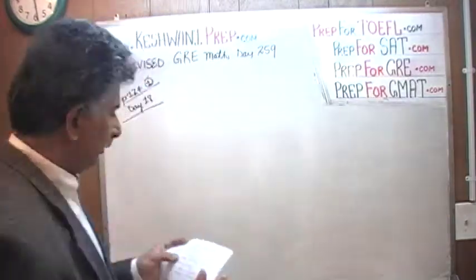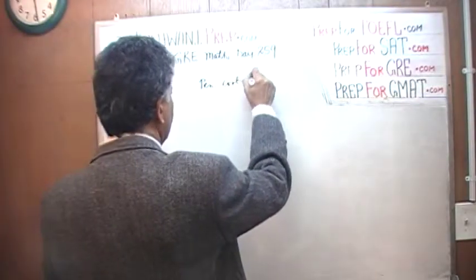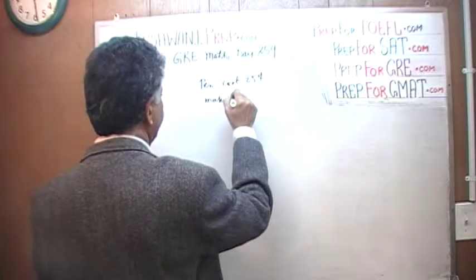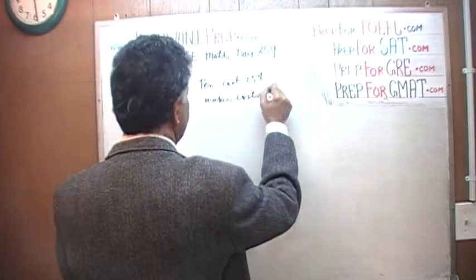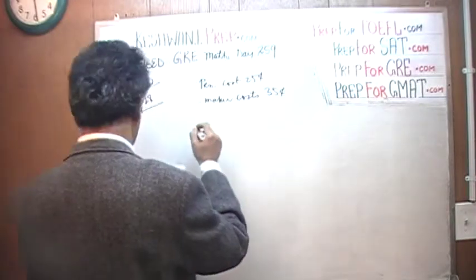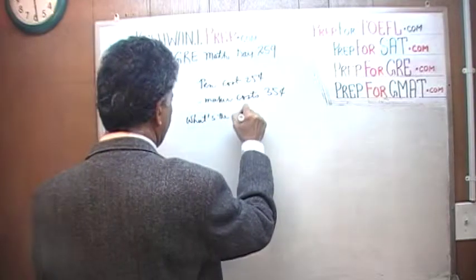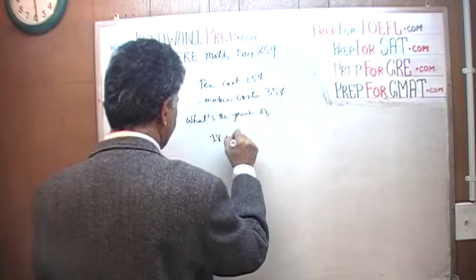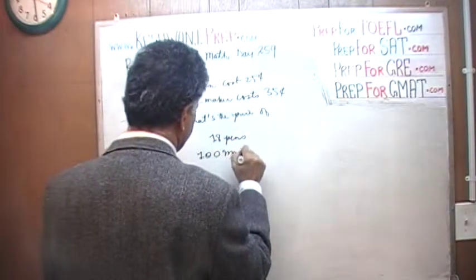So here we go. We are told that a pen costs 25 cents. We are told that a marker costs 35 cents. The question is, what's the price of 18 pens and 100 markers?